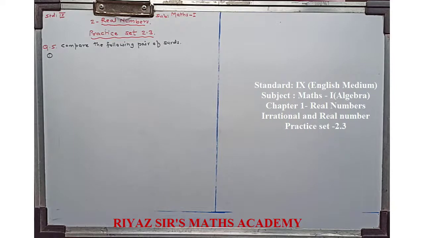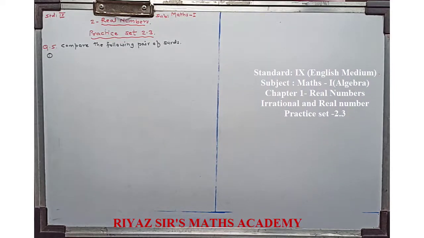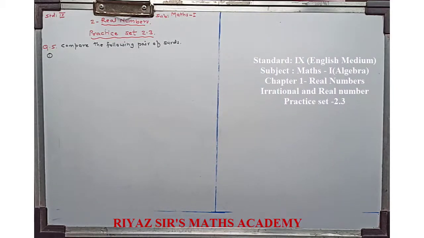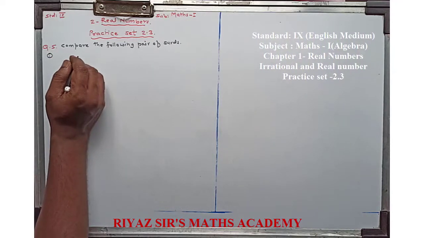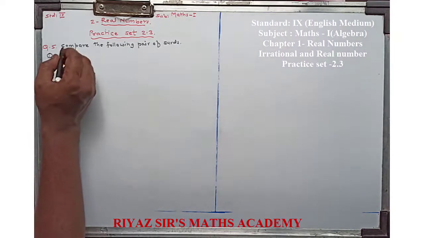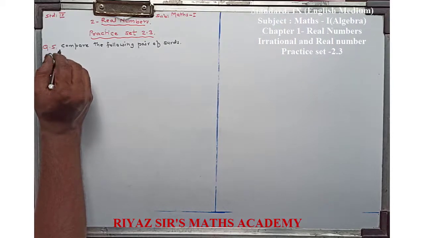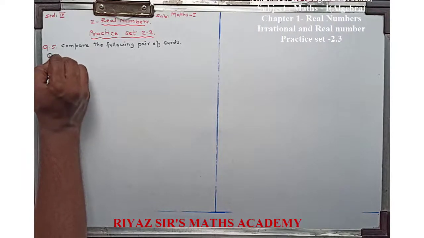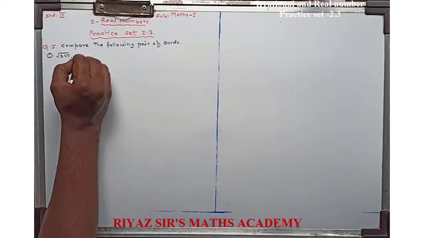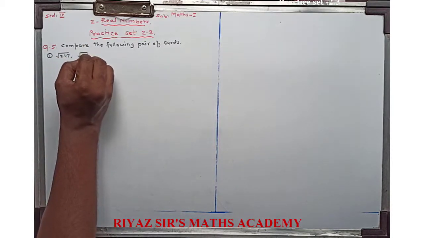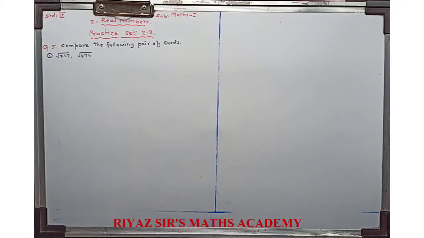Now in this video we will continue practice set 2.3 and we'll take question number 5. The question number 5 is like this: compare the following pair of surds. Here we have to compare two surds. To understand how to compare the surds, we consider first example from practice set 2.3 question number 5 as square root of 247 and square root of 274. Such two surds are given.